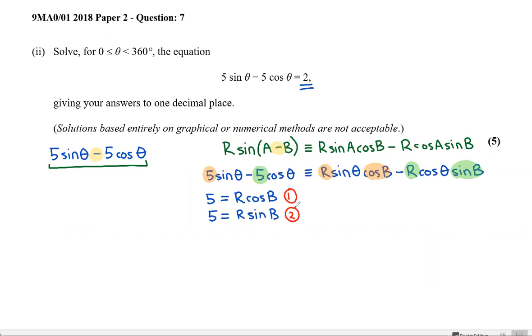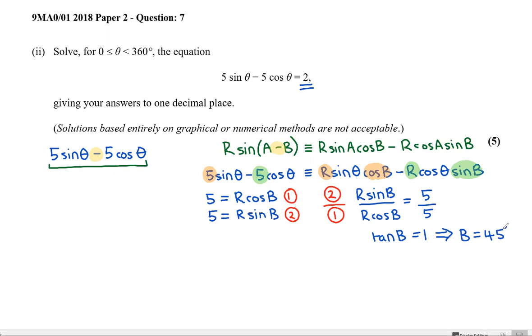This is equation 2. I can solve them simultaneously by dividing 1 by 2. Other way around, sorry, 2 by 1. So 2 divided by 1 is going to be as follows. It's going to be r sine b divided by r cos b, which is equal to 5 over 5. So that's going to be 1. The r's cancel, they're non-zero. So we're going to have tan b is equal to 1, which implies that b must be 45 degrees. I'm working in degrees here, as it says at the start of the question.